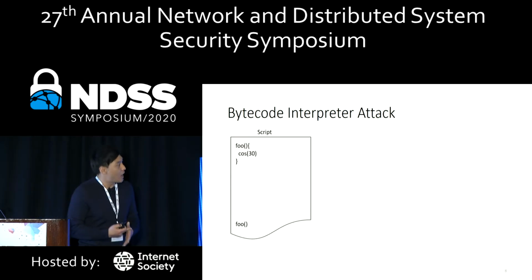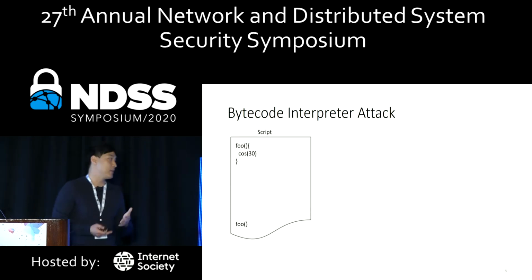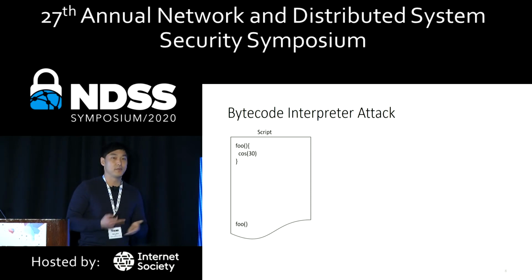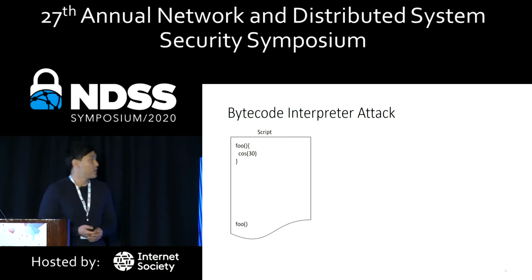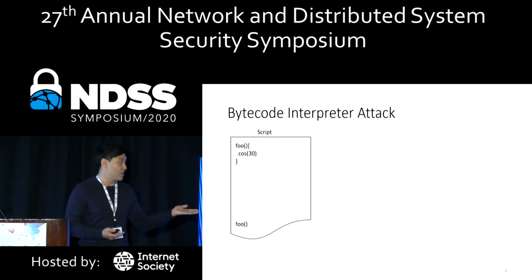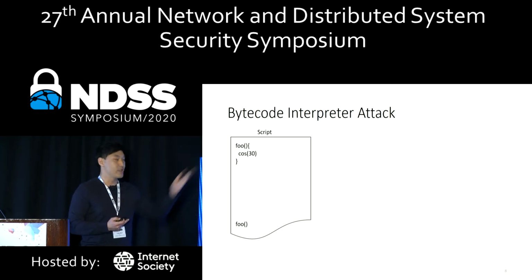And I will illustrate our attack by giving an example. This full exploit was developed by our second author, Karel. So thanks, Karel. So look at this slide. This is the attacker script, which calls function foo, where the cosine function is called.